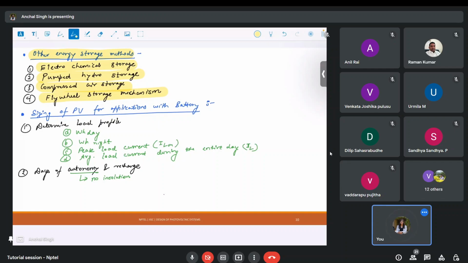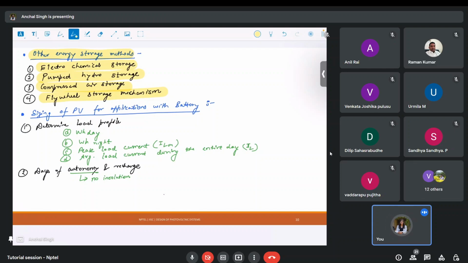Now, sizing of PV for applications with battery. So just to summarize the steps, what to do in case you have a PV application with battery. We will first determine the load profile. In order to determine the load profile, we have divided our day into two parts. One is the day part, another is the night part.